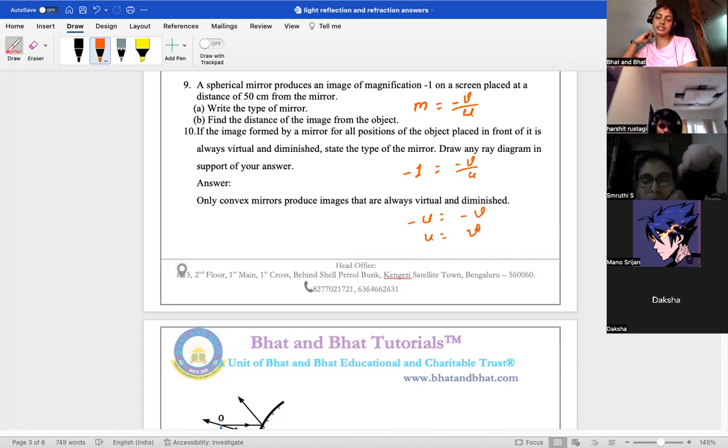If magnification is less than 1, it is some type of mirror. If it is greater than 1, it is one more type of mirror. I have told you this. Magnification is less than 1, which type of mirror is it? Concave, ma'am. Yes, because it's negative. If magnification is less than 1, it is always a concave mirror. If magnification is greater than 1, then it is a convex mirror. Okay.